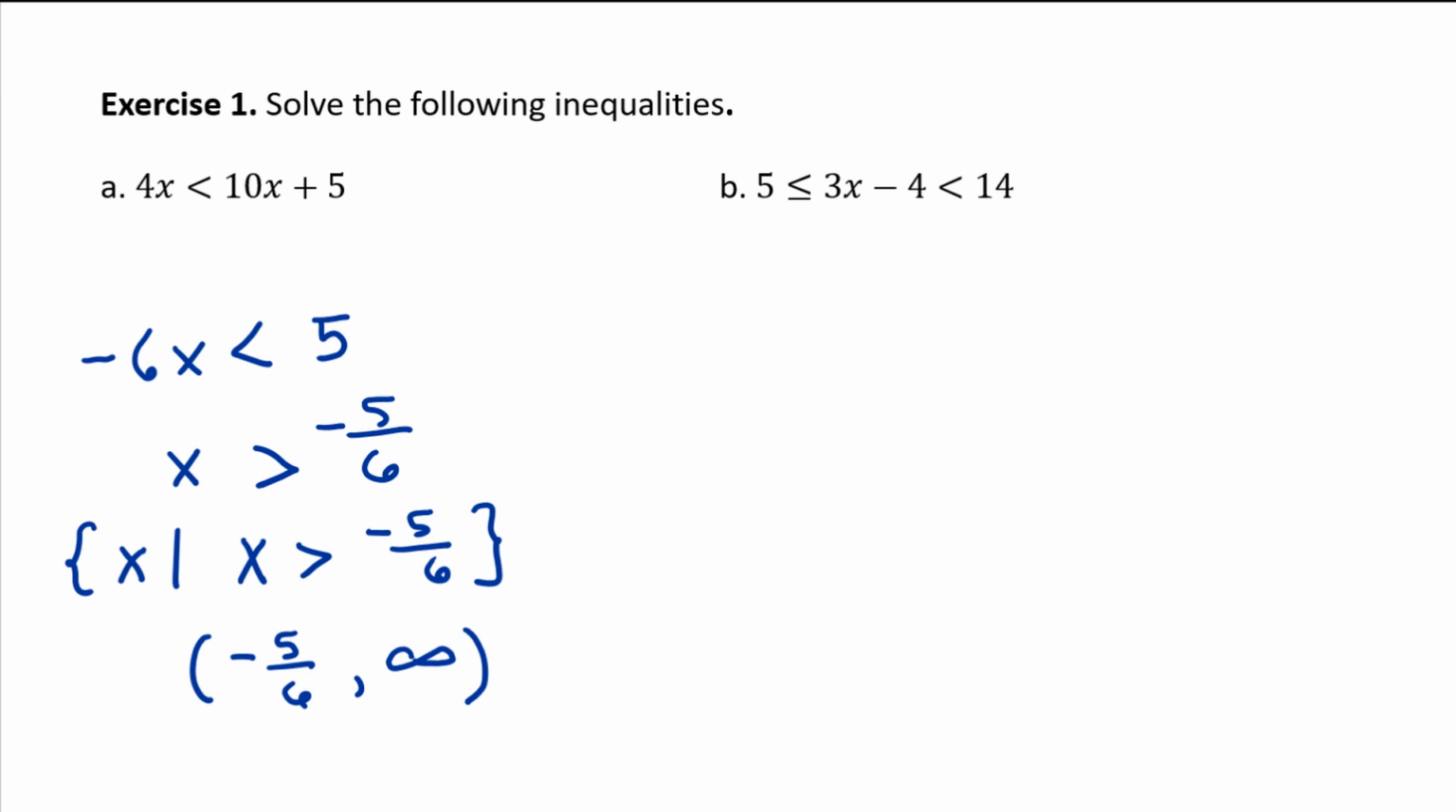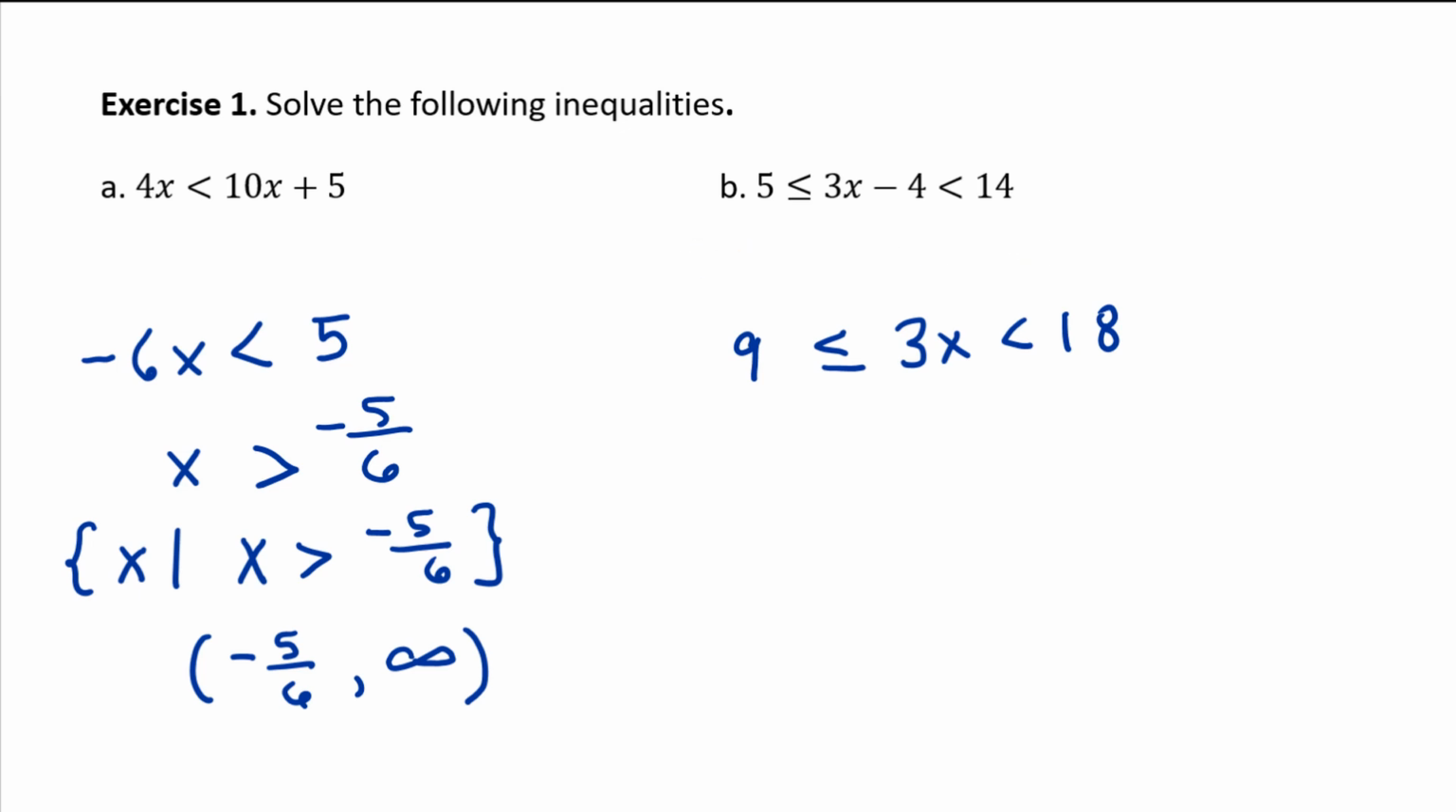B. 5 is equal to or less than the quantity 3x minus 4, which is less than 14. In this compound inequality, the goal is still the same, that is, isolate the variable. To begin, we will add 4 to all three parts. Leftmost, 5 plus 4 is 9, is equal to or less than the term that remains in the middle portion, 3x, and then adding 4 to 14 will give us less than 18.